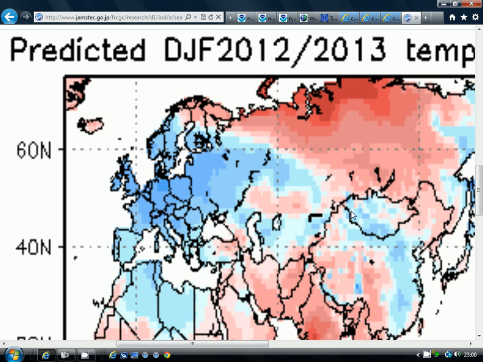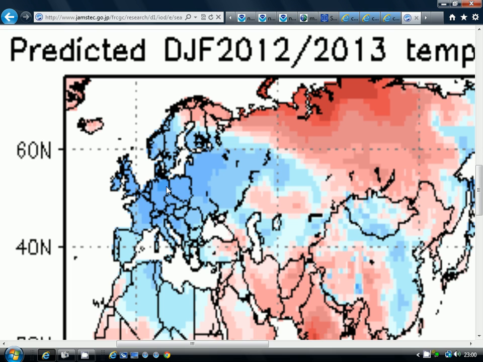Finally, I'm going to look at the Jamstec IOD model. We're nearly done now. This is the forecast from Jamstec IOD for the winter of 2012-2013, December, January, February. And yes, look at this. It's going for a very cold winter across just about all parts of the British Isles.